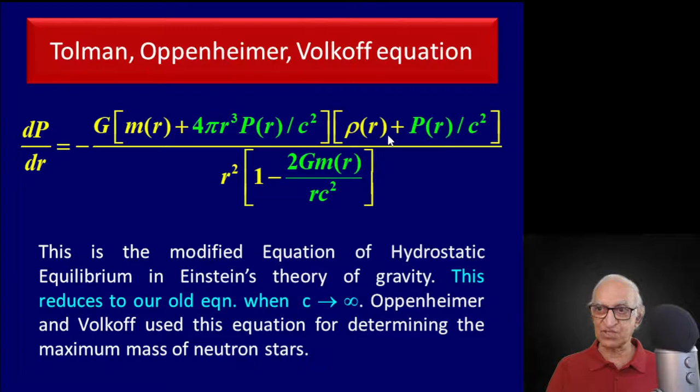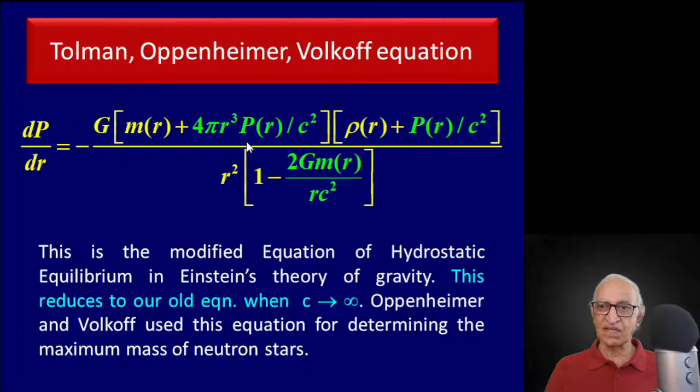Right? Therefore, these two terms are corrections in general relativity to the Newtonian equation of hydrostatic equilibrium. And this equation is known as the Tolman-Oppenheimer-Volkoff equation. Tolman was a very distinguished theoretical physicist, also at the California Institute of Technology.